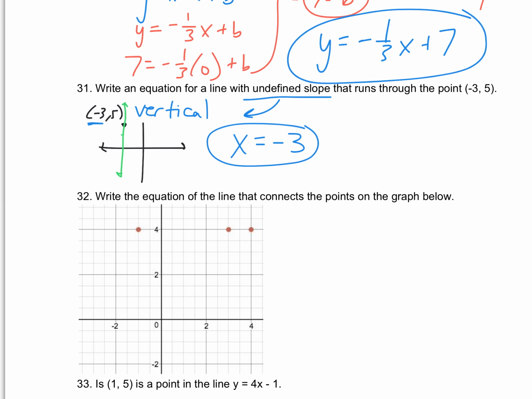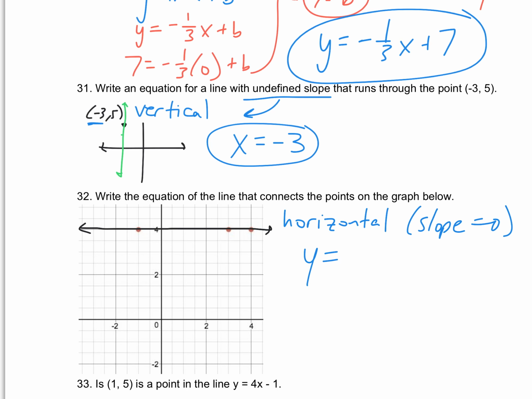Okay, the next question is write an equation of a line that connects the points on the graph. So we might as well connect them. There's our line. It's definitely a horizontal line. Horizontal has a slope of 0, and it's always y equals. So it's y equals a number. Well, what's the y value on all these points? This is negative 1, 4. This is 3, 4. This is 4, 4. The y value is 4. So I'm going to put y equals 4.